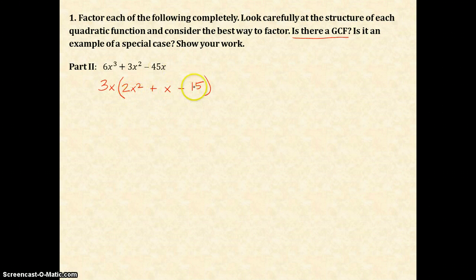Now, is this a special case? Or, no, it's not a perfect square. It is not a difference of squares. It is not a sum or difference of cubes. So I need to do the big X. 2 times negative 15 is negative 30. And then B is positive 1.